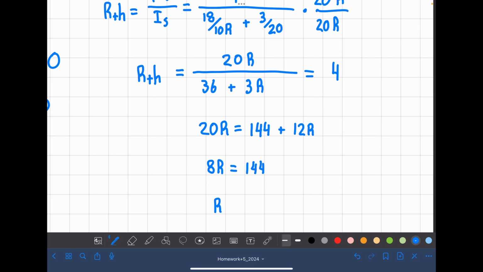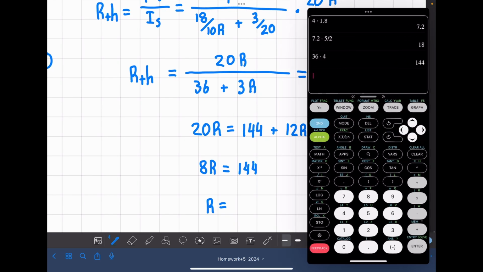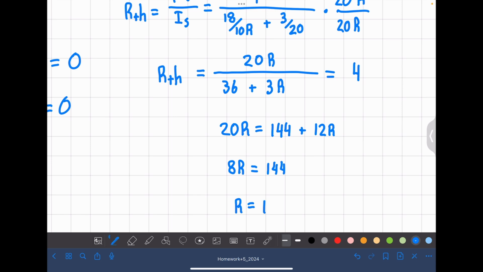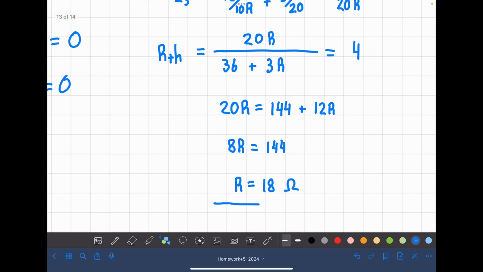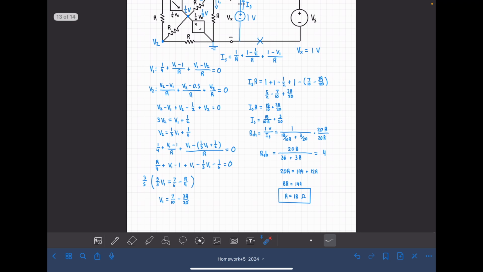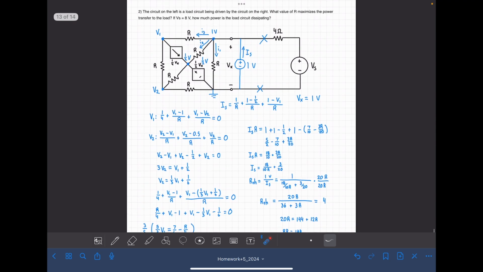Divide by 8, we get R is equal to 18 ohms. And this is our final answer for what R is. So now we know when R is equal to 18 ohms, the Thevenin resistance of this entire load circuit will be equal to 4 ohms, which means there will be maximum power transferred into the load.